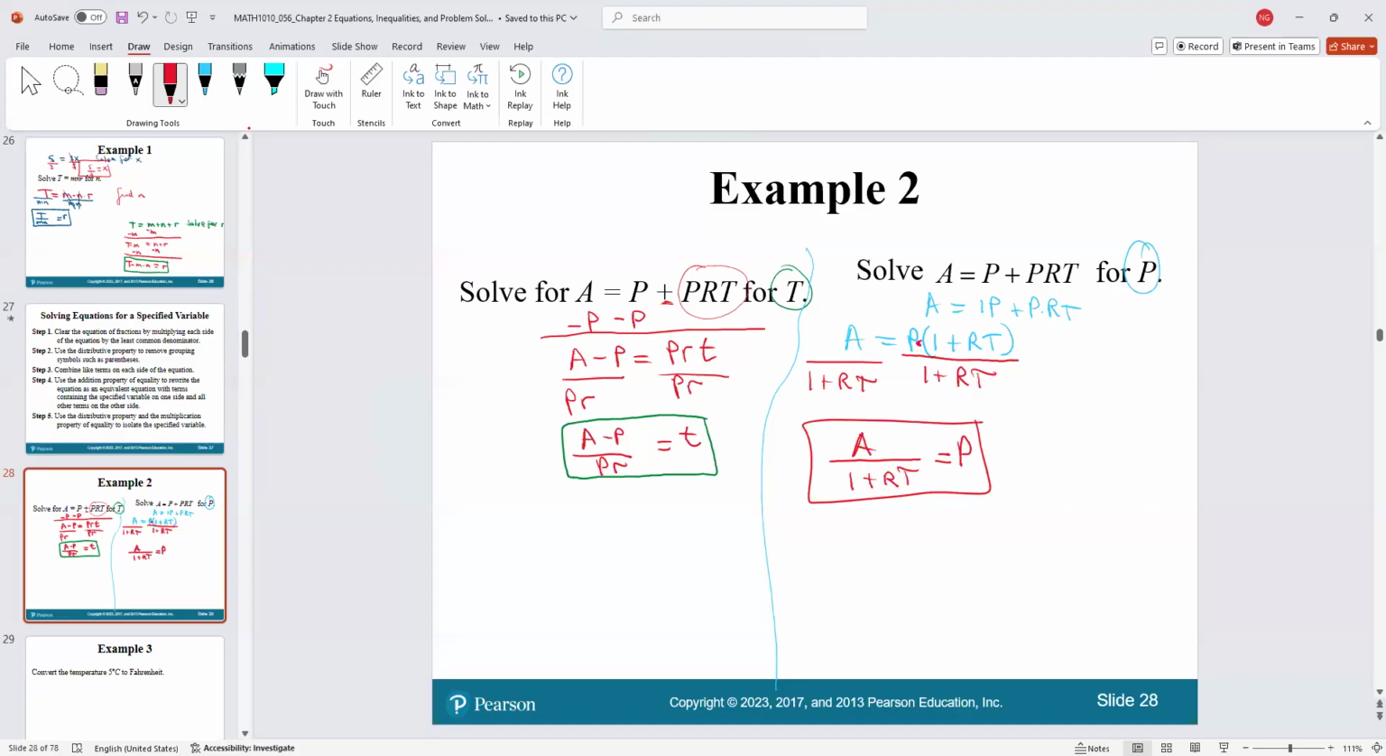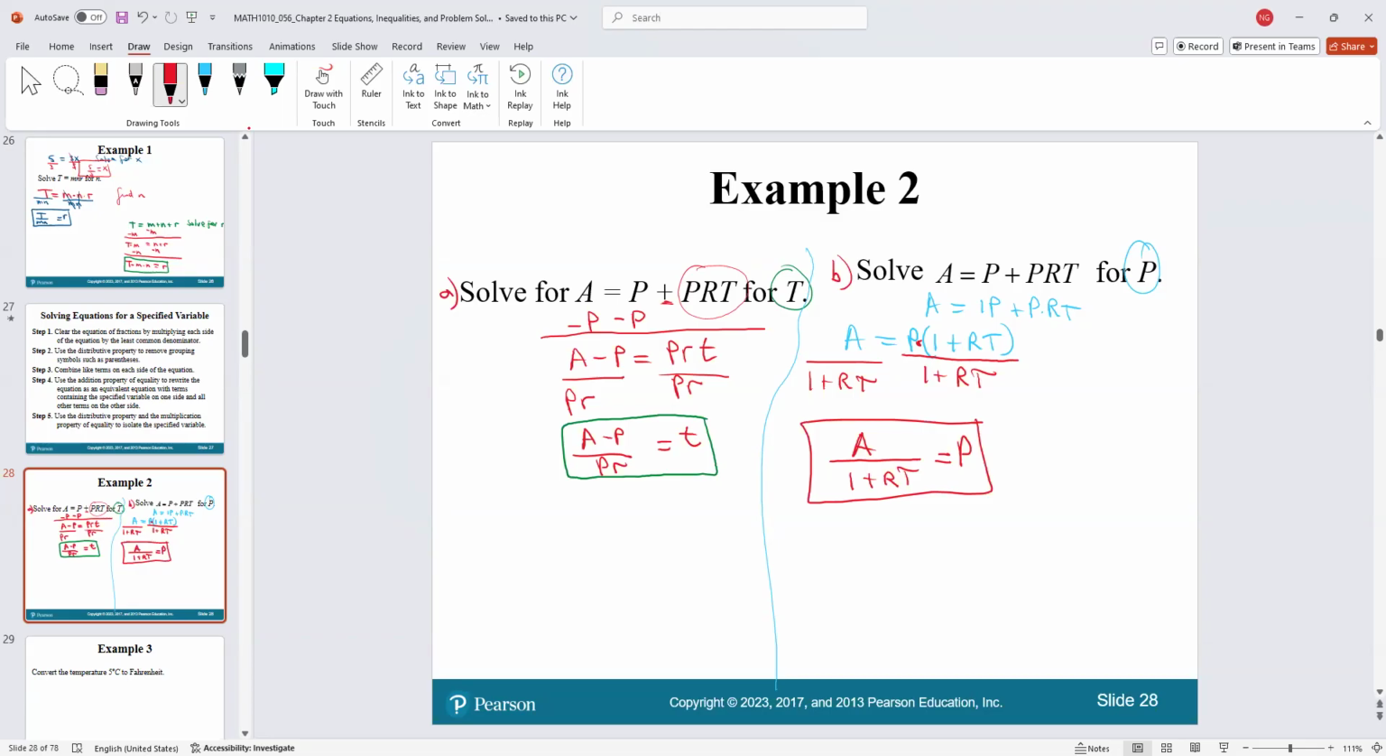Remember, it is the same formula that we gave you for exercise A. I'm going to call this one A, and I'm going to call this one B. But we didn't solve for the same variables. It all depends on which variable you are interested in. You may approach a problem in different ways. In the second one, what we did was factor out P on the right. Then we divide both sides of the equation by 1 plus RT. Then if it's possible, we can simplify later. So that's how we proceed to solve a formula for a specified variable.